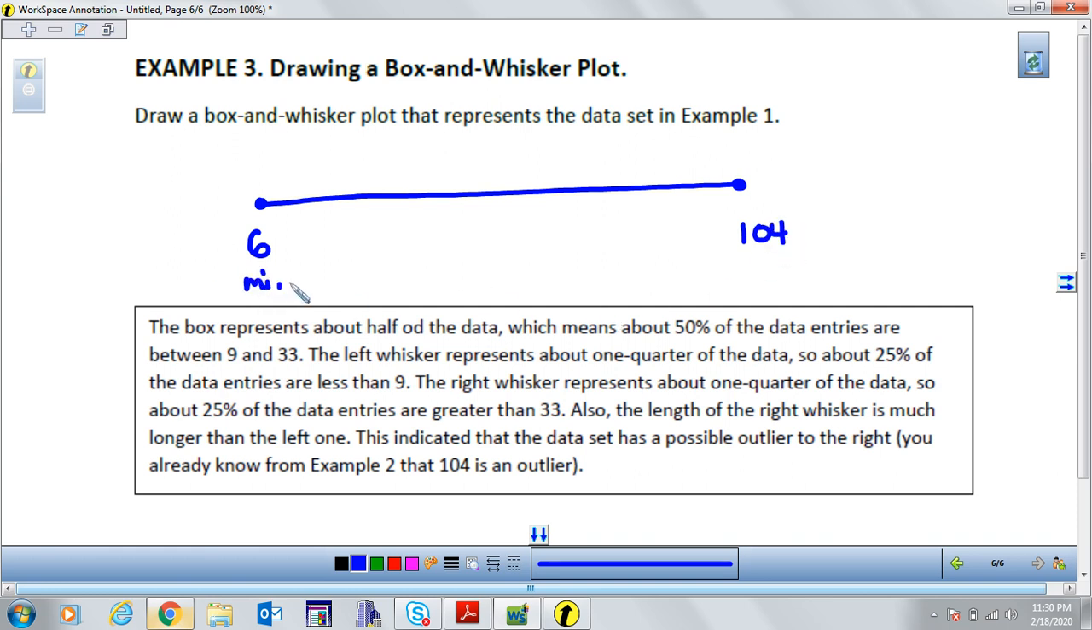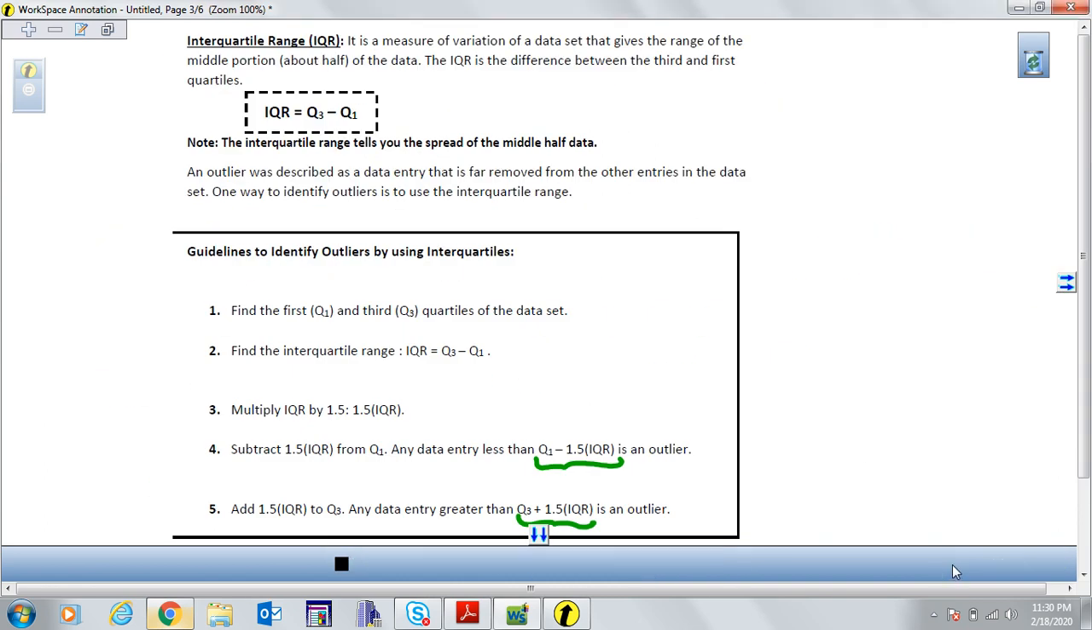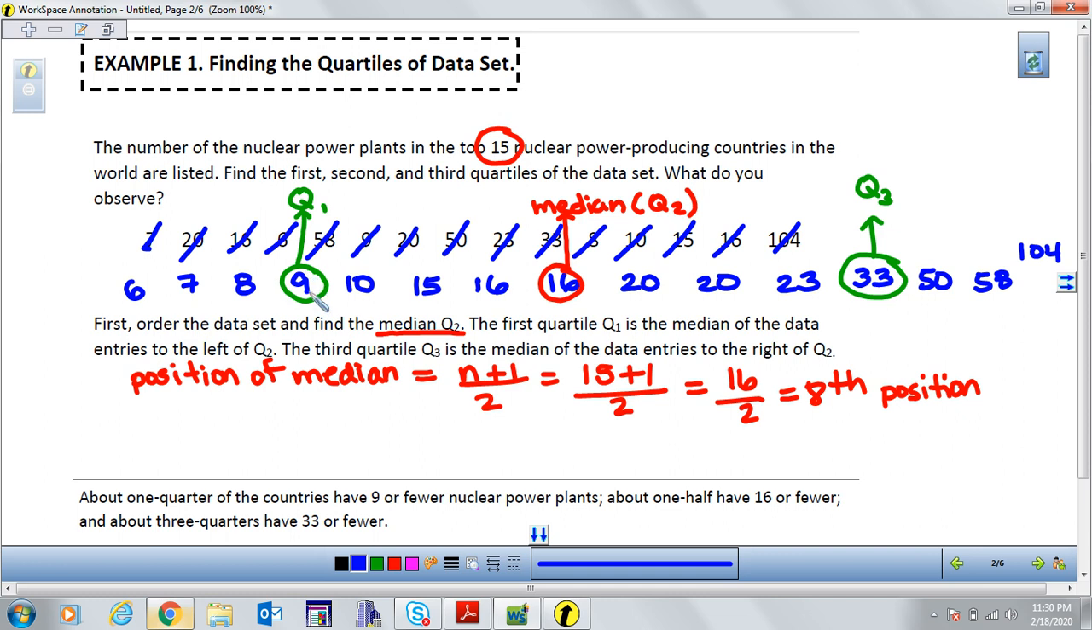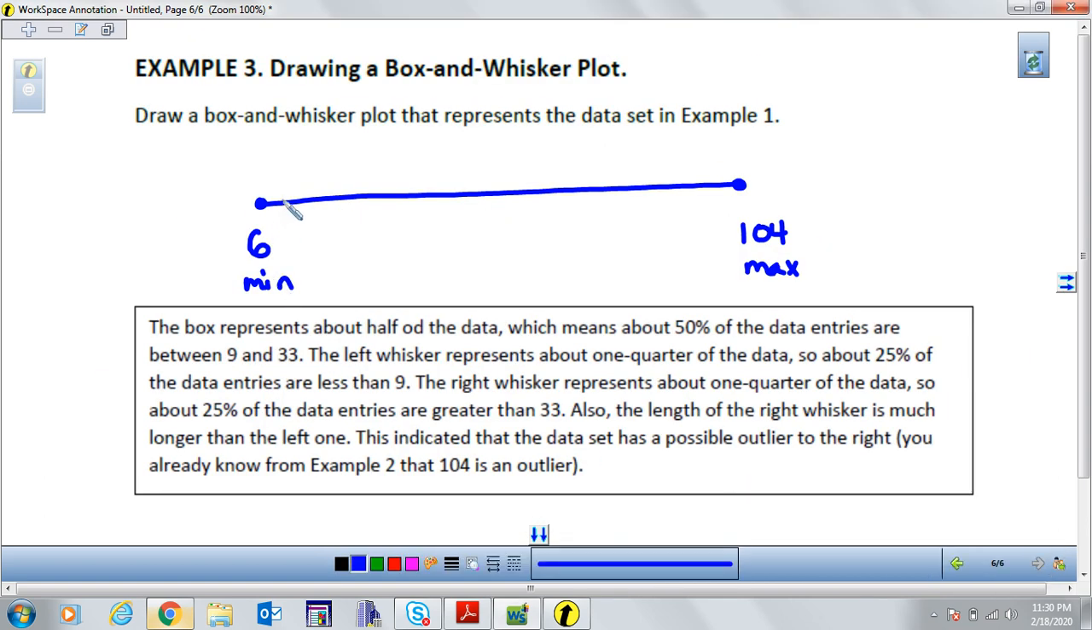So I'm just going to be labeling it here: min, max. Then I'm going to need to draw this box, just doing some sort of estimation. Q1 is supposed to be the number 9. You started with the first whisker on the left hand side at 6. So you can estimate more or less, thinking of spaces of 1 unit at a time.